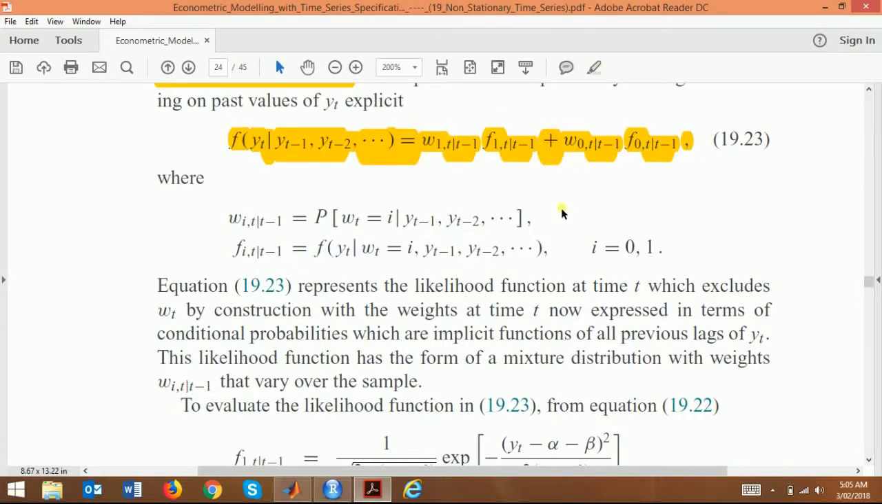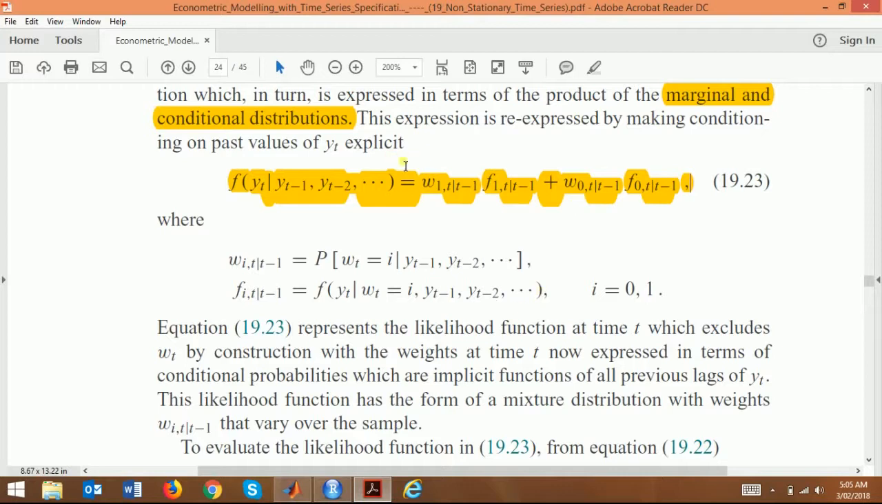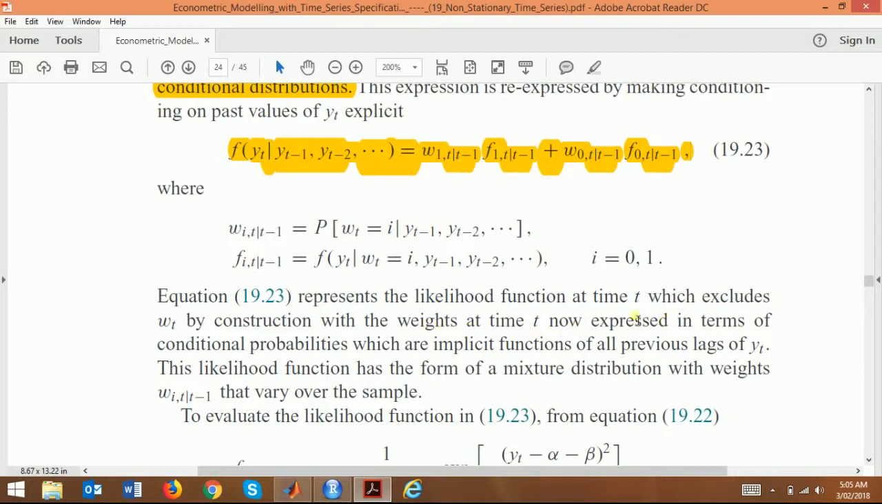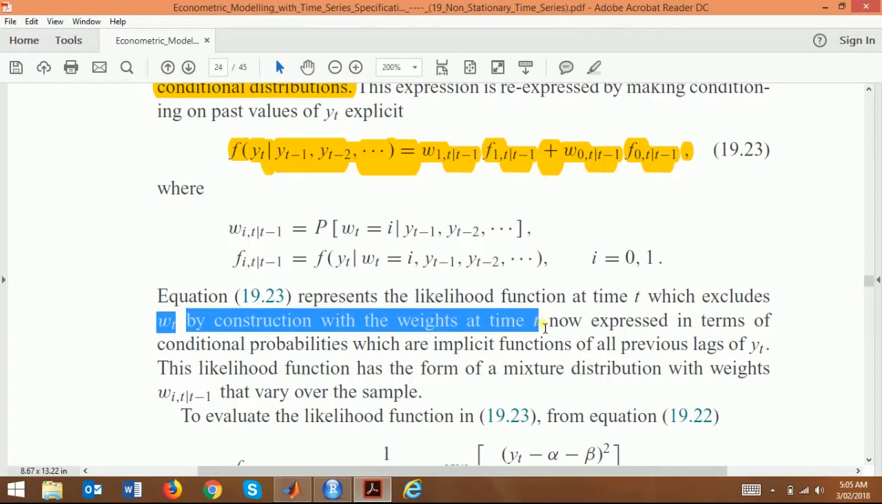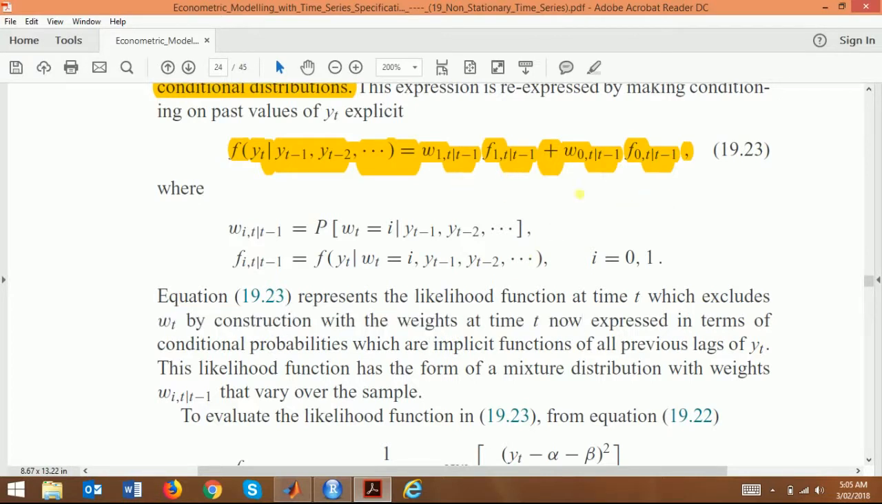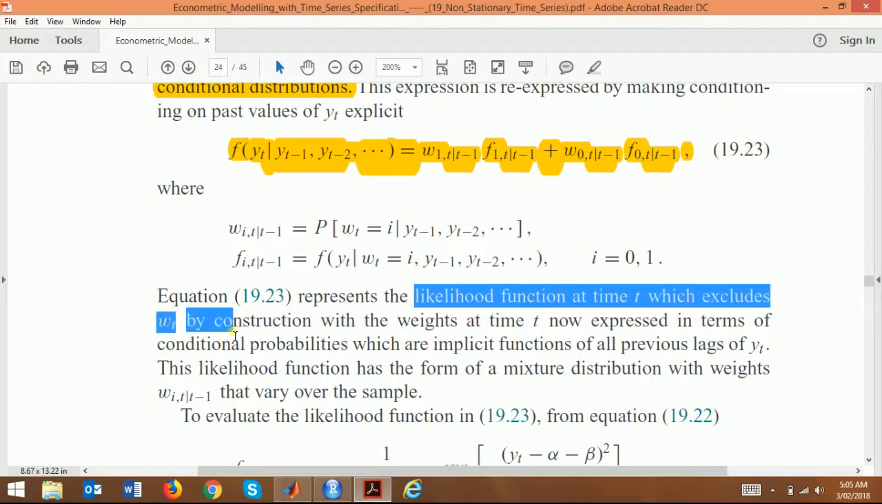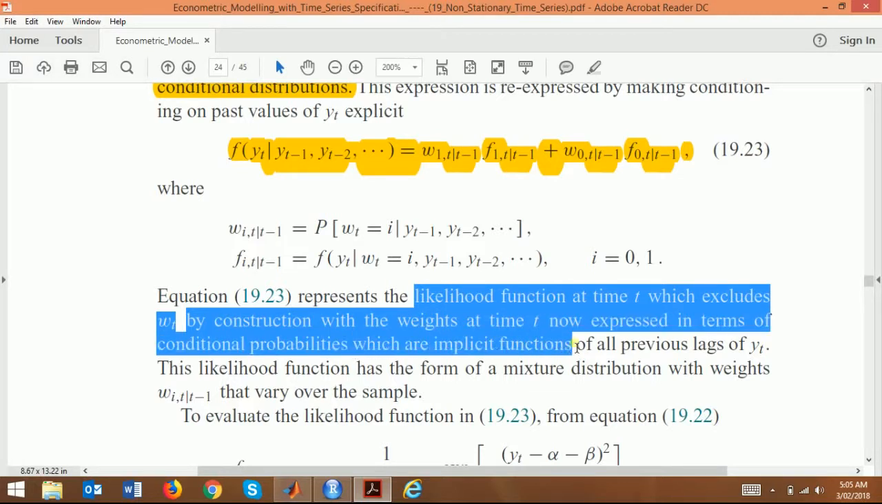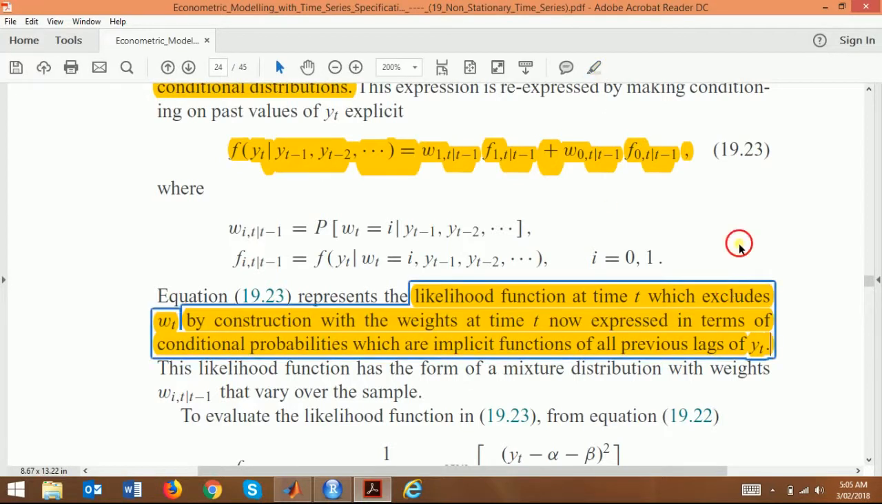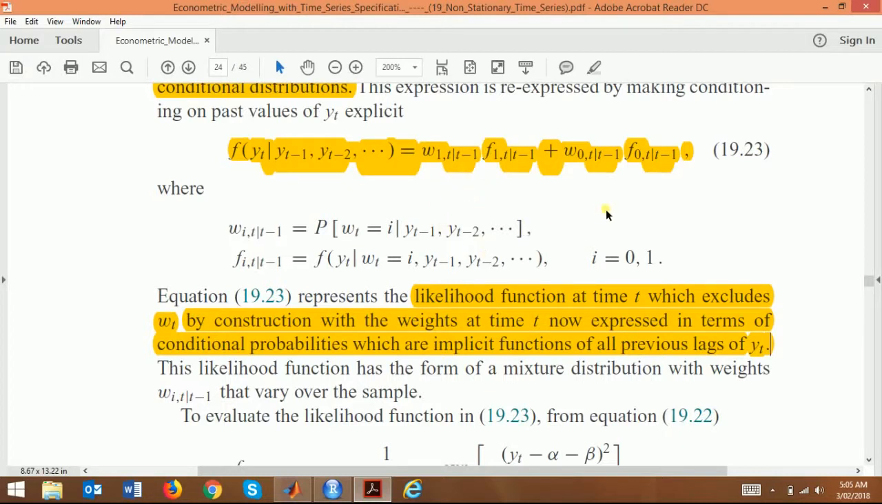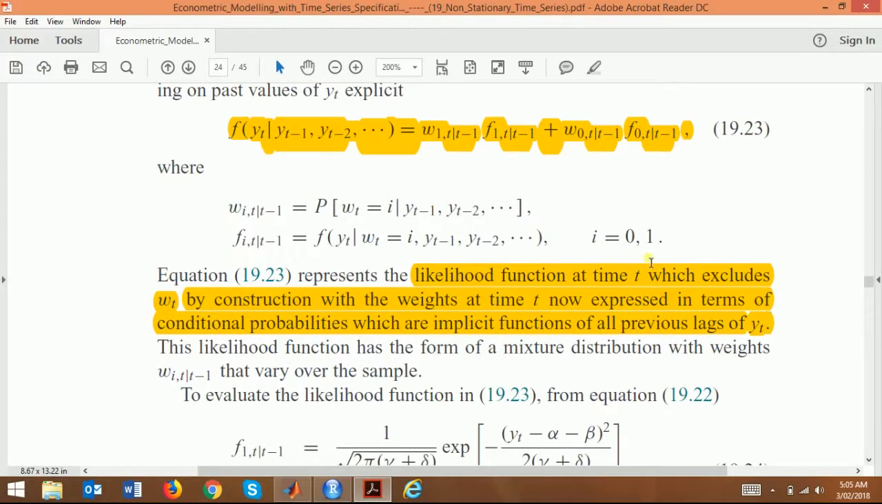Basically we have two likelihood functions that are multiplied with omegas now, the weighing functions, at time t, which excludes omega by construction with the weights at time t. Now the likelihood function at time t excludes omega by construction with the weights at time t, now expressed in terms of conditional probabilities, which are implicit functions of all previous lags of y_t. We'll see what they mean in the real application. They're trying to say that we're excluding the weights at time t, which is expressed in terms of conditional probabilities.